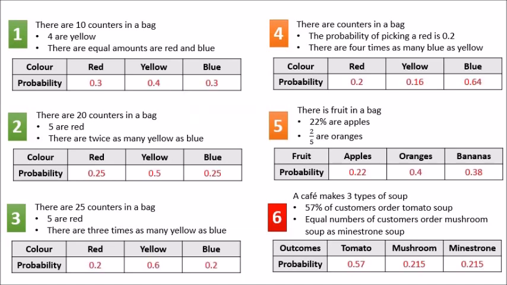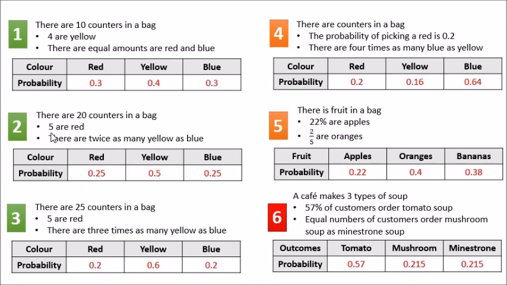So here are the answers to those questions. Question 1, if we have 4 yellow, that means we have 6 that are not yellow. If there are equal amounts of red and blue, that 6 divided by 2 is 3. Therefore we have 3 red and 3 blue. So 3/10 red, 0.3, 4/10 yellow, 0.4, and 3/10 blue, 0.3.